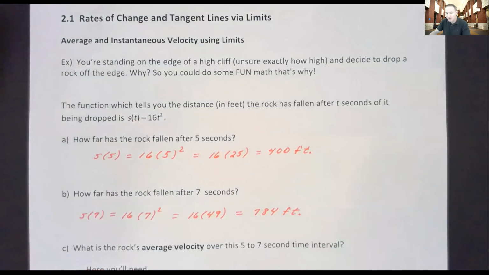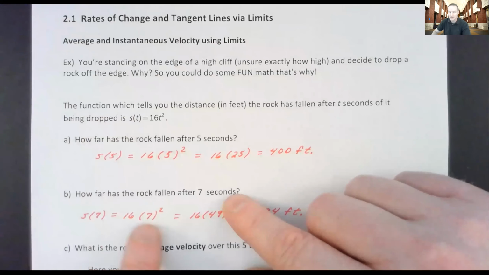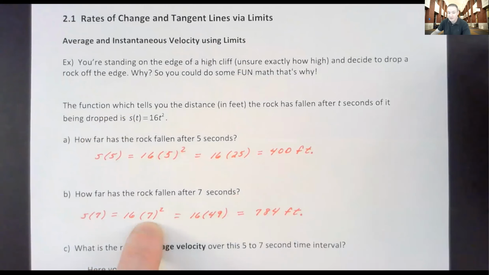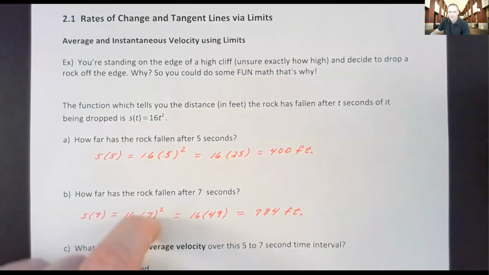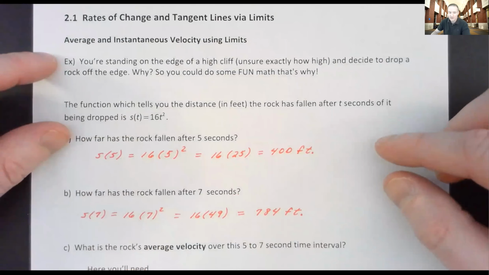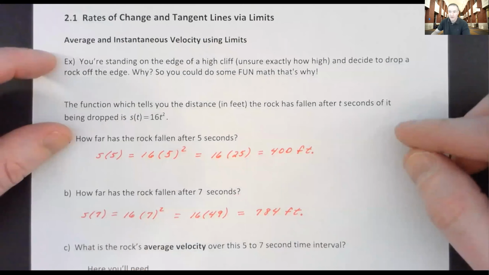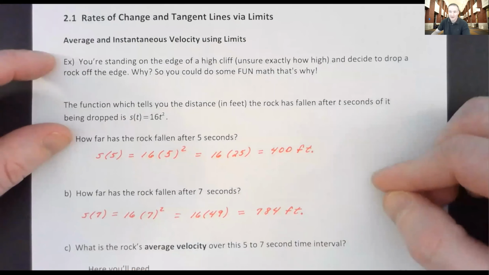Okay, so then if I say, well, all right, let's find out how fast the rock has fallen after 7 seconds. Say it's the exact same function, 16 times 7 squared, that's going to be 16 times 49, I get 784 feet. Okay, now if I ask you what the average velocity over this 5 to 7 second time interval is, then you just say, okay, velocity is the change in distance over the change in time.